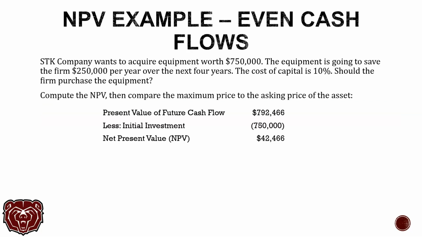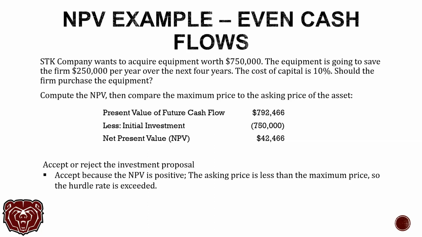So next we need to compute the net present value, then compare the maximum price to the asking price of the asset. So the net present value is simply the present value of the future cash flows, $792,466, less the initial investment of $750,000. We get a net present value of $42,466. We need to accept this investment because the net present value is positive. The asking price is less than the maximum price, so we exceeded the hurdle rate. Okay, we exceeded the cost of capital.